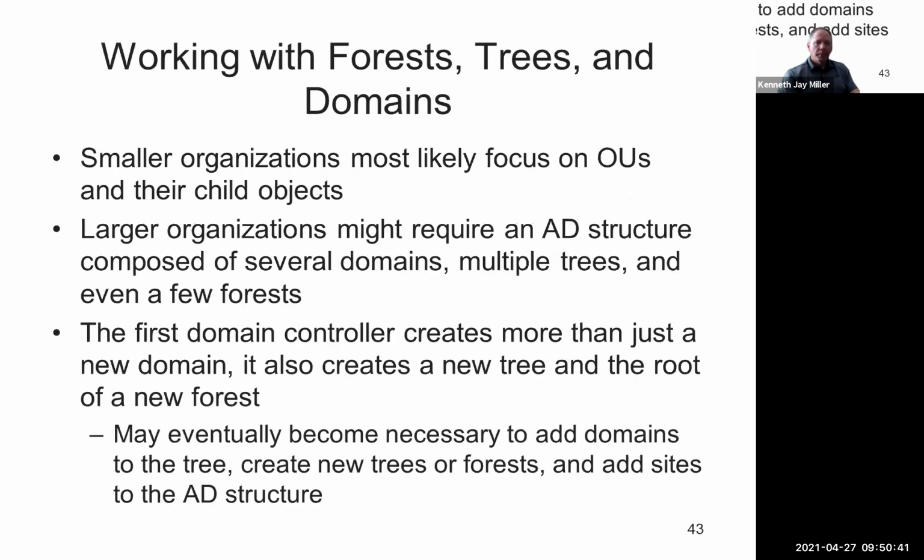All right. Now, in smaller organizations, the main focus is on OUs. Large organizations might have several domains, multiple trees, and even a few forests. The first domain controller creates more than just a new domain. It creates a new tree and the root of the new forest. So when we create CNET.lab, it's a domain, but it's also the first tree, and it's the first tree in the forest. So it's doing three things. All right. And then it may be necessary to add different trees and different forests and different sites and different domains and different OUs and all that down the road.